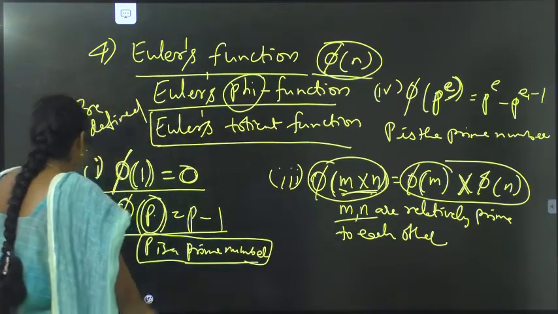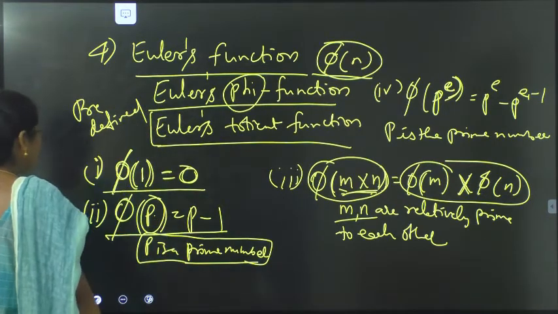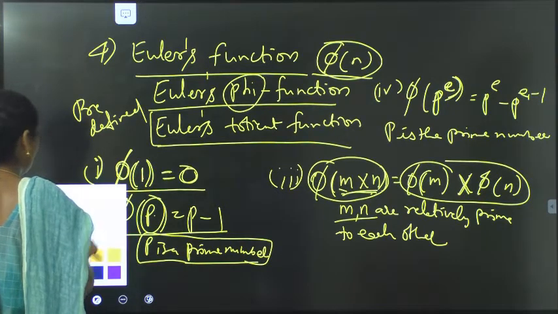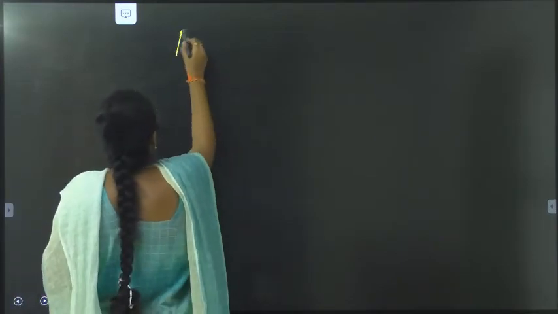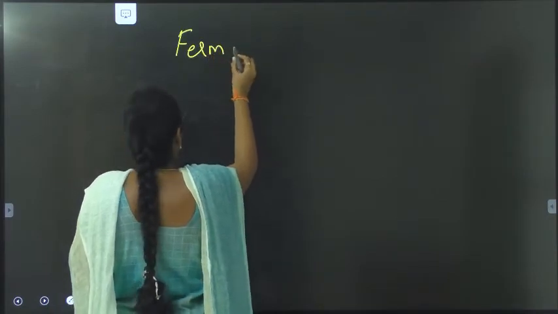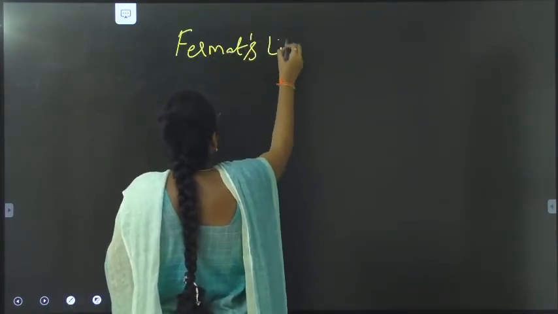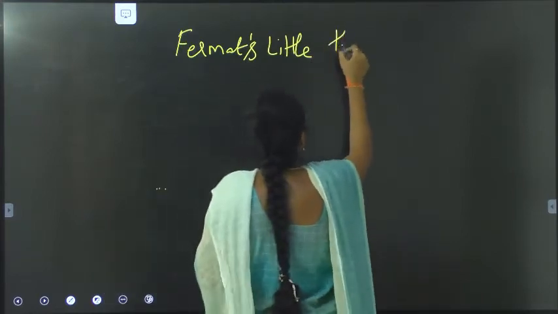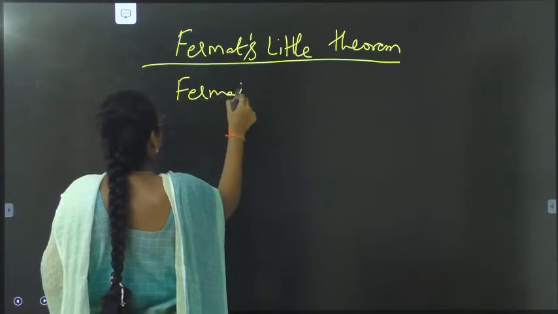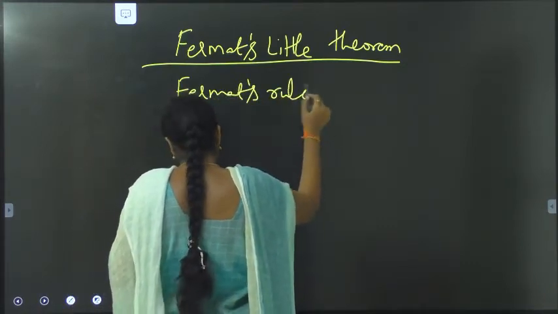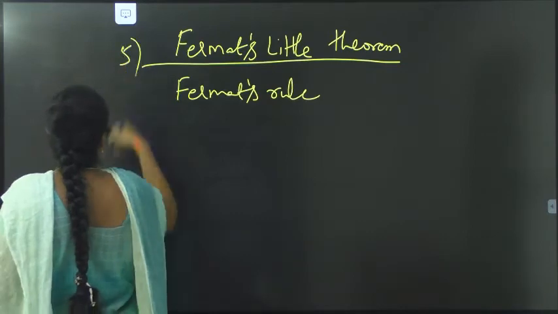Next we will see the Fermat rule. The next one is Fermat's Little theorem, or Fermat rule. This is simply also called Fermat's rule. So this is the fifth point in our mathematics of asymmetric encryption.